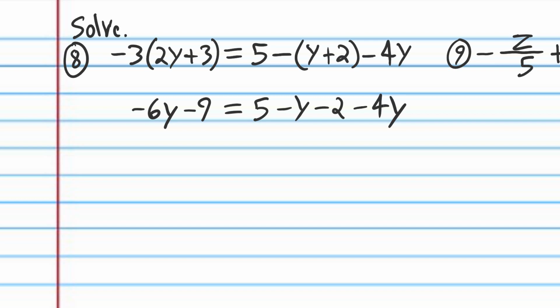All right, let's double check that, make sure we did everything correctly. Everything looks correct. So now we're going to simplify. 5 minus 2 is 3. Negative y minus 4y is negative 5y. So again, all we did was use the distribution rule to get rid of the parentheses. Then we simplified. We have not performed an operation on both sides of the equation yet.